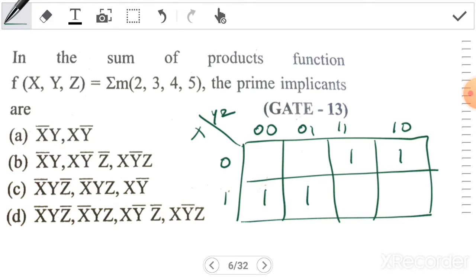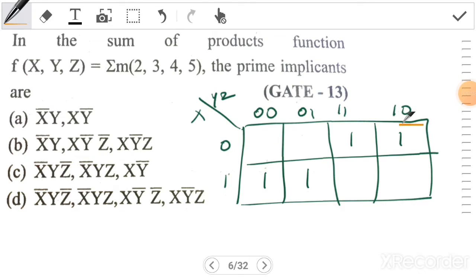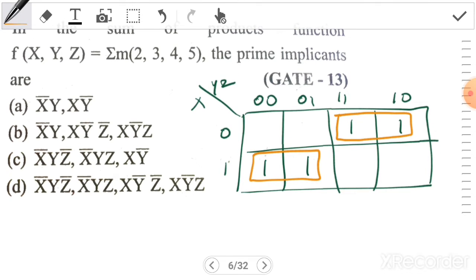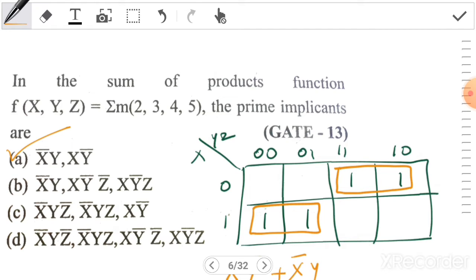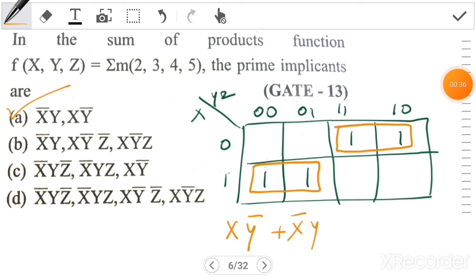So let us form the groups. Let us combine these two cells and these two ones. Yes, so there are 2 prime implicants and they are X and Y complement plus the second product term, which is X complement and Y. Okay, so the answer is A. Let us go to the next problem.